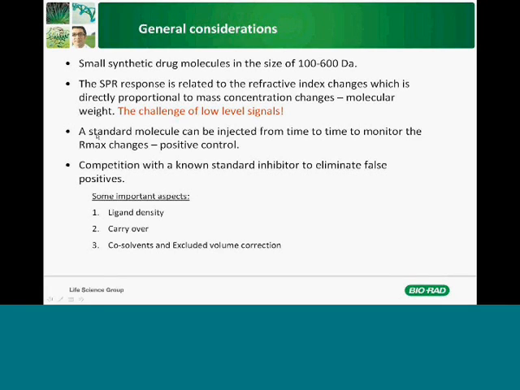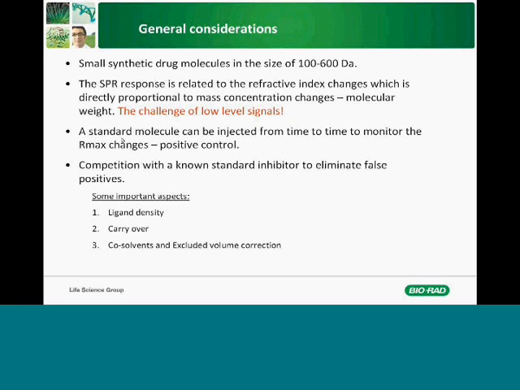Another point to consider is to inject your control molecule from time to time, because if you're testing many samples, an assay can take hours. So your ligand can lose activity over time, and if it loses activity, the signal will be a little lower. So from time to time, it is recommended to inject a positive control and then plot, like we saw in the results from Japan, the Rmax as a function of time to see that the activity of the ligand is not diminished.